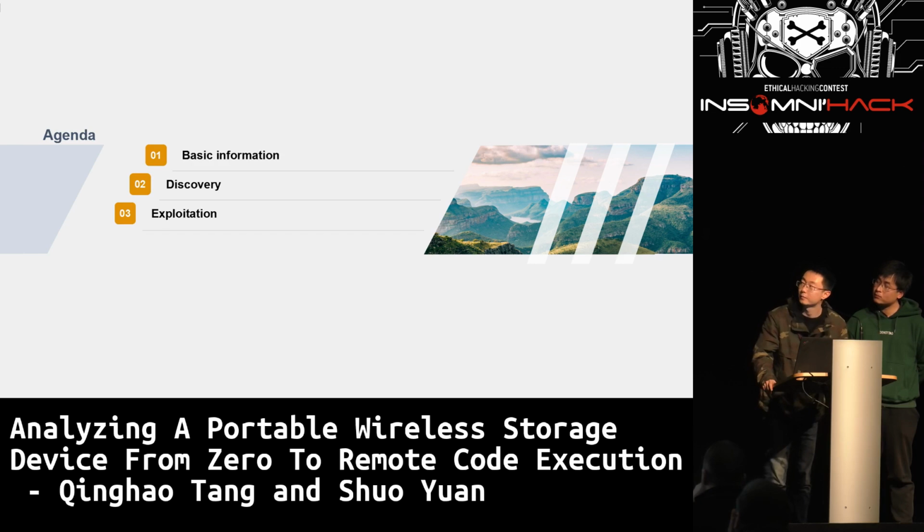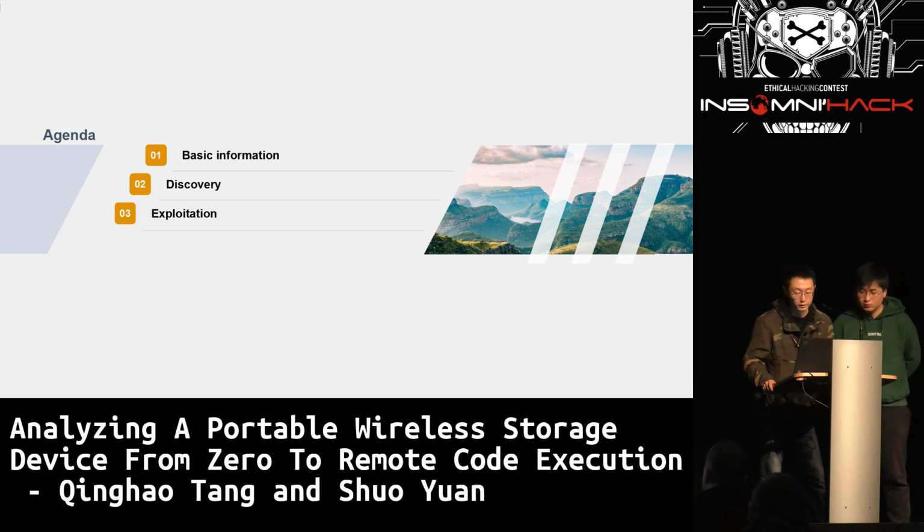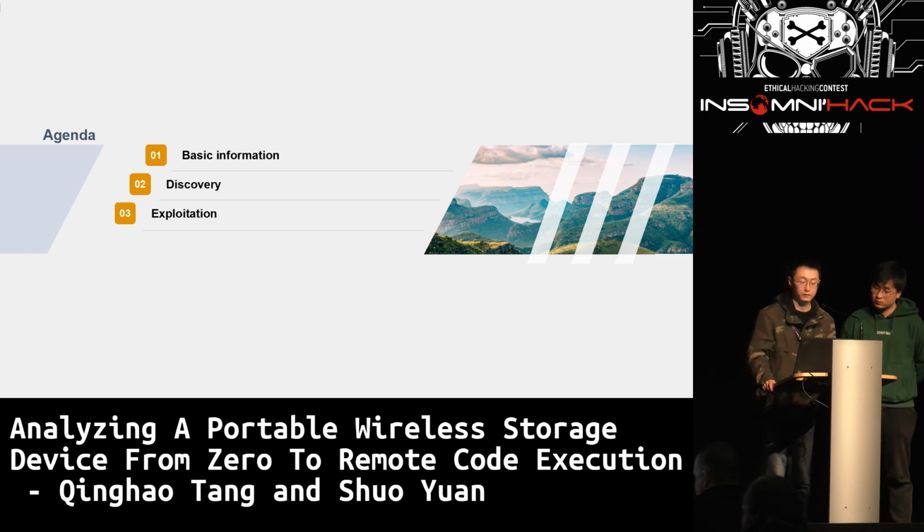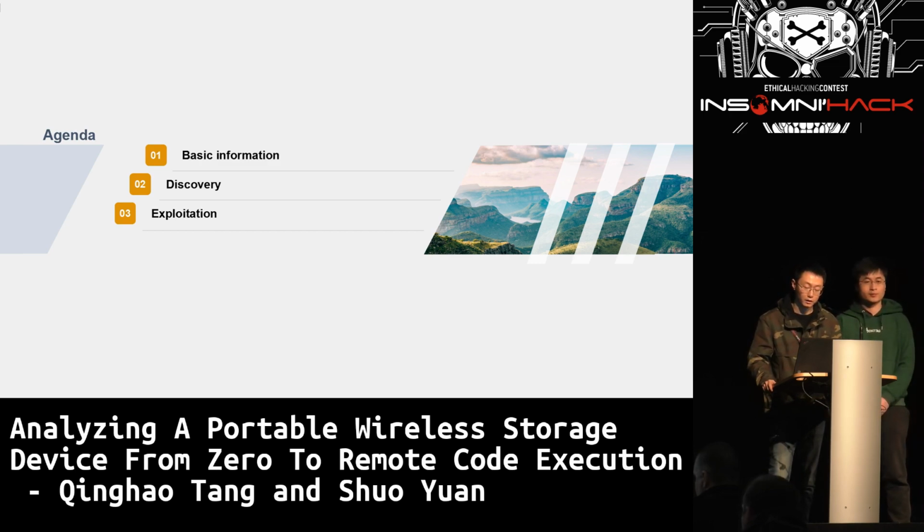This slide contains 3 parts. In the first one, I will introduce the basic information about this device. In the second part, my colleague Yuan Shuo will introduce the attack surface and how to find vulnerabilities in this type of device. And in the third part, I will introduce the exploitation tool, which can automatically find devices and attack them in the Wi-Fi environment.